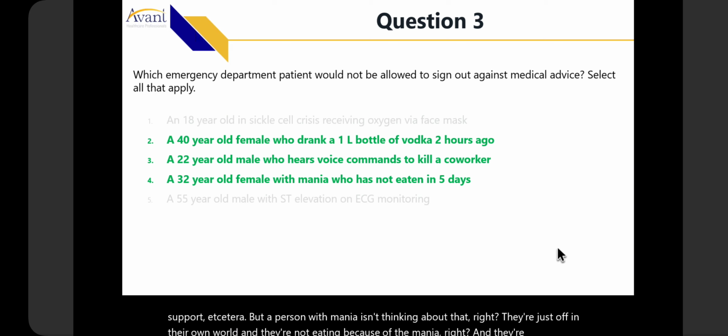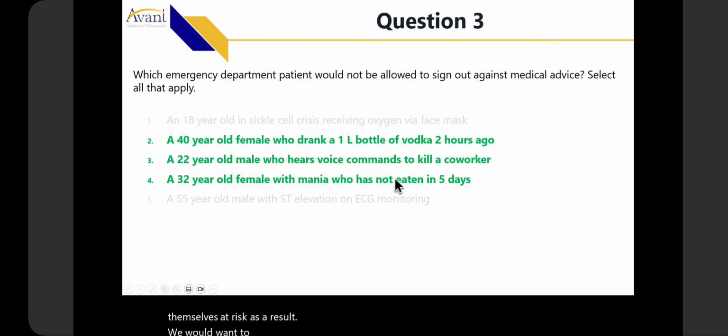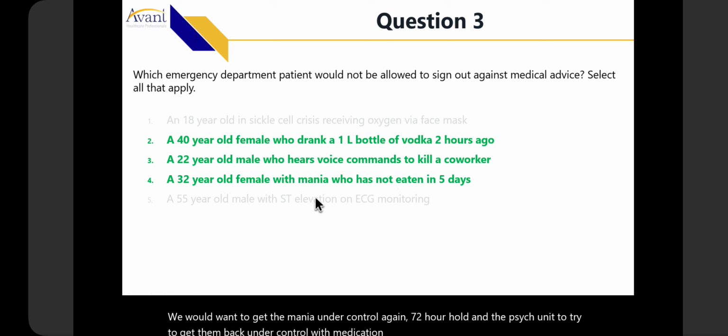And they're putting themselves at risk as a result. So we would want to get the mania under control. Again, 72-hour hold in the psych unit to try to get them back under control with medication. And then once they were under control, we could let them go at that point.